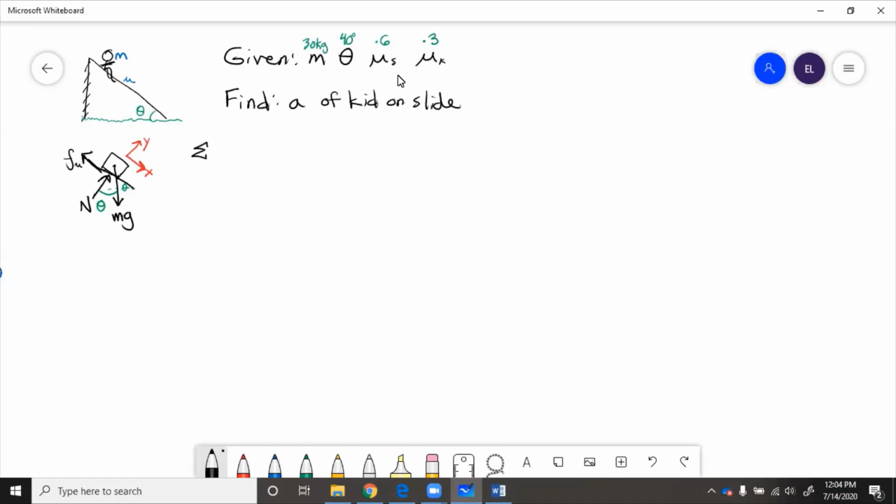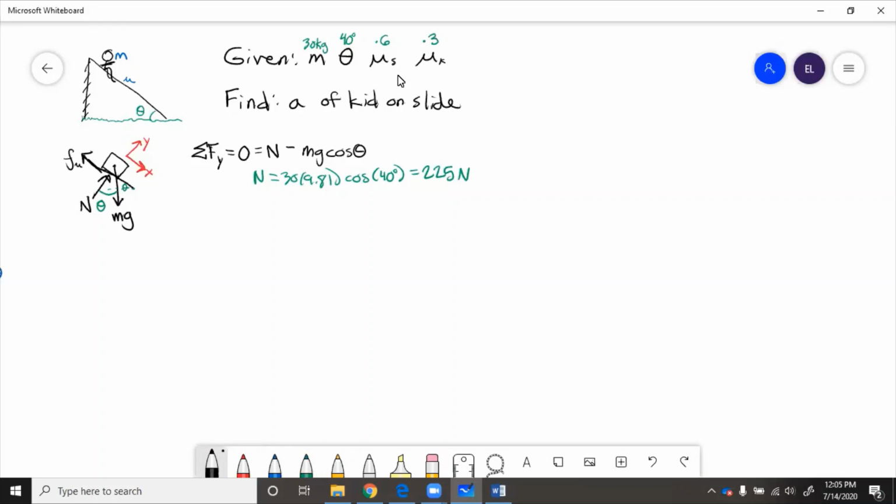So in the y direction, sum of the forces in y equals 0 because the block does not jump off the plane. So that is going to equal N, pointing up, minus the component of the weight that points into the plane, which is this component, the cosine. With those numbers, we got N equals 30 times 9.81 times cosine of 40 degrees equals 225 newtons.